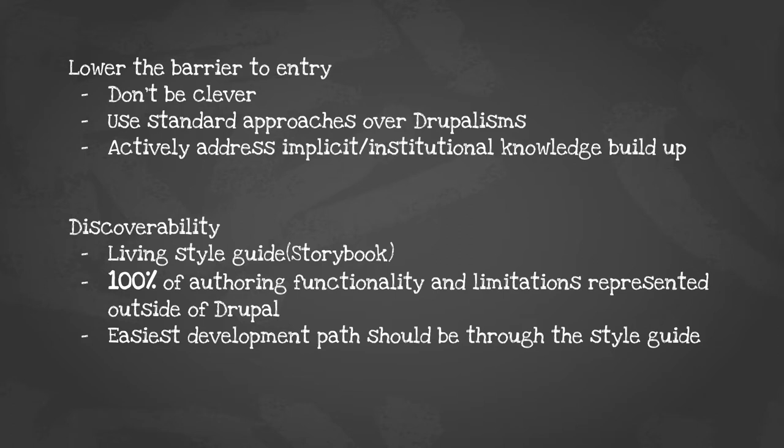Importantly, when you are doing your living style guide, you have to represent 100% of authoring functionality. If you don't, what's going to happen is your authors are eventually going to say, well, I can do this in Drupal, but I can't do it in Storybook, so why would I go to Storybook if Drupal is the source of truth, the canonical reference for what can and cannot be done in your component system? So you need to represent all the functionality and the limitations outside of Drupal so that they trust your living style guide to be accurate, so that when they go into Drupal, they get the same thing and have the same options.